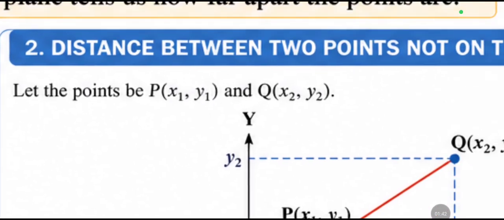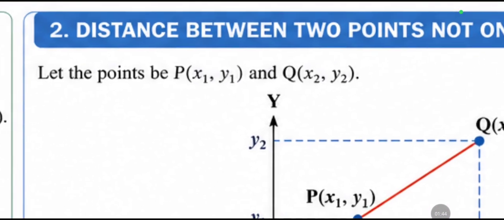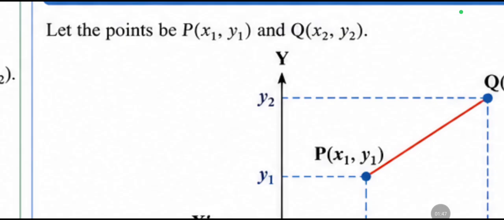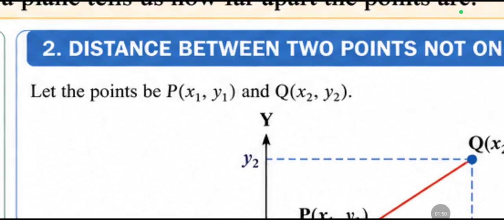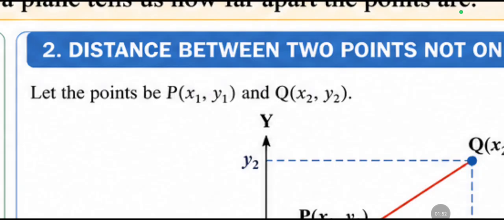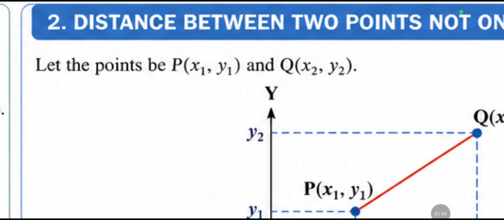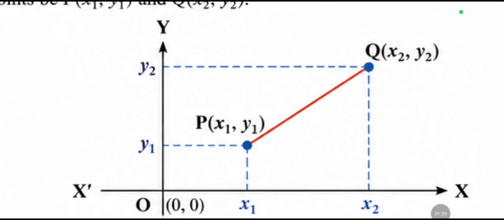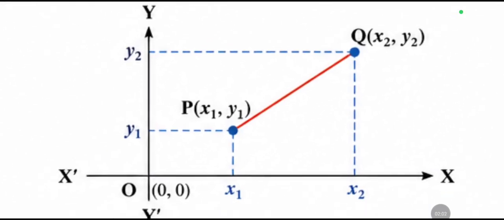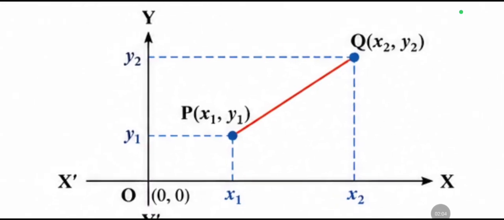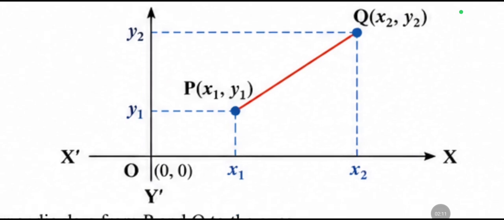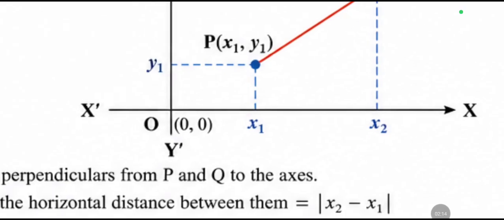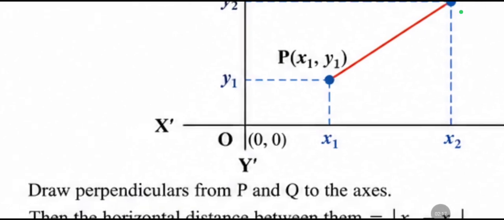Now the second one is distance between two points not on the axis. Further, we have to find the formula for the distance between two points where they are not on the axis. Let us take two points P (x1, y1) and Q (x2, y2) on the plane. Take any two points. See here, these two points don't lie on the axis, meaning the x-axis and y-axis. Now we have to find the distance between these two points.